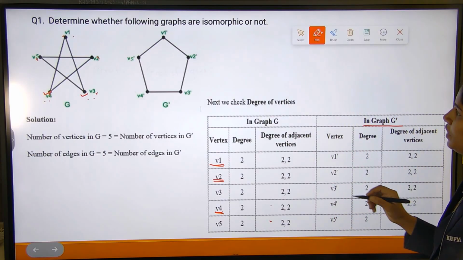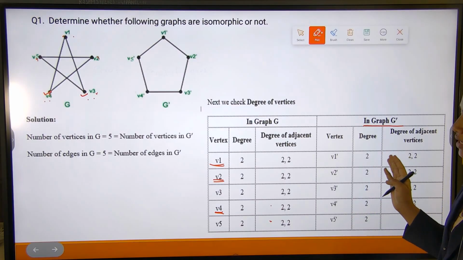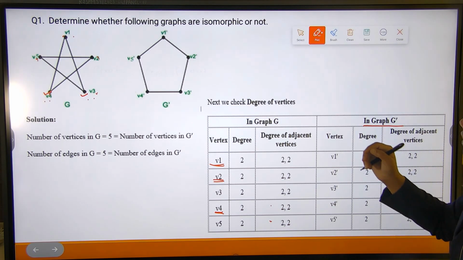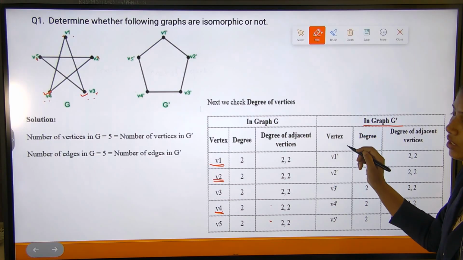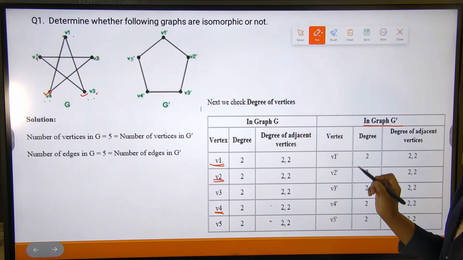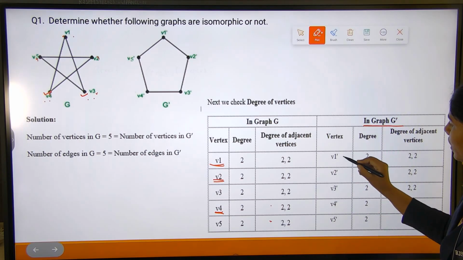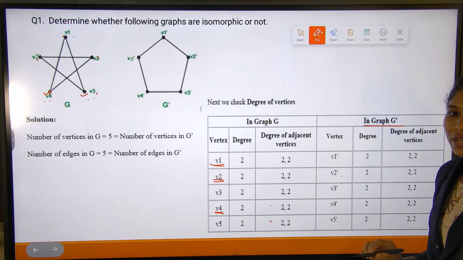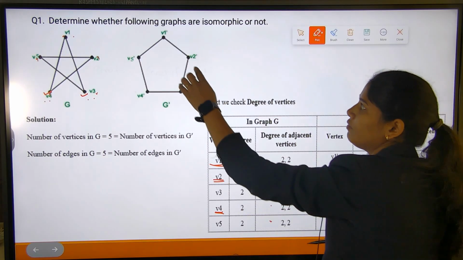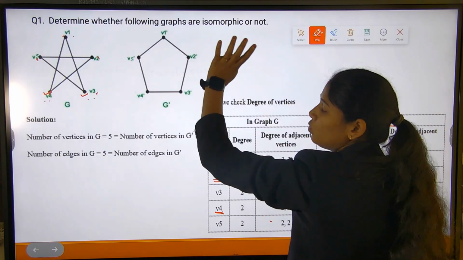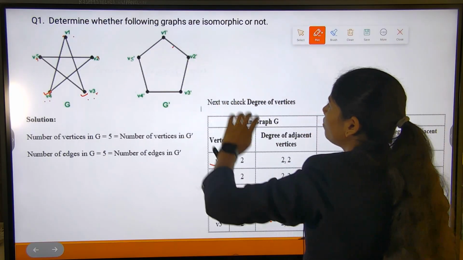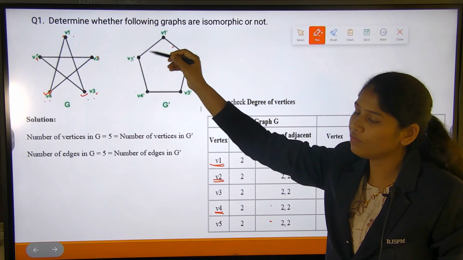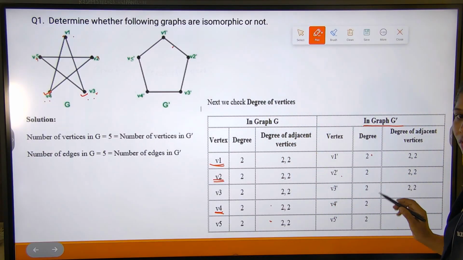Same for graph G dash. For the second graph we need to find the same things: the vertices, their degree and the degree of their adjacent vertices. Now write down the vertices of G dash. There are 5 vertices, V1 dash, V2 dash, V3 dash, V4 dash and V5 dash. Find out the degree of each vertex. The degree of V1 dash is 2, as 2 edges are joined there. Same for V2, V3, V4 and V5. Find out the degree and write it down here.